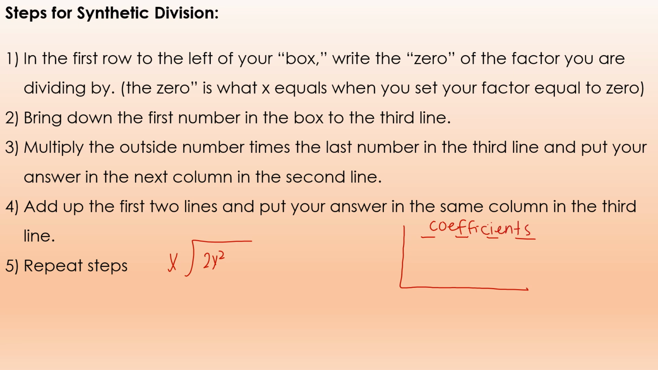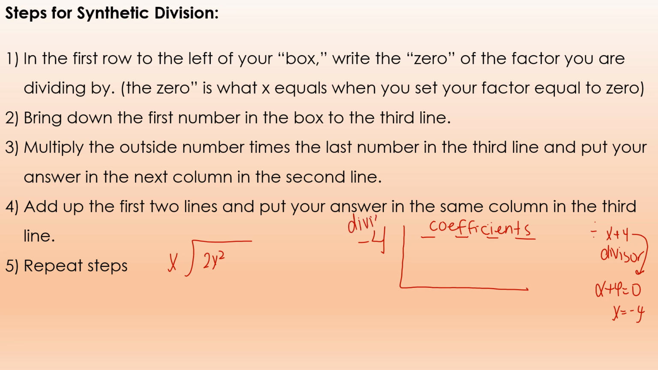So let's say I'm dividing by x plus 4. To get the divisor value that I want, because I'm only using the coefficient values, I need to set it equal to 0 and solve, and that would be the number that I put on the outside. So my divisor gets set equal to 0 and solved.